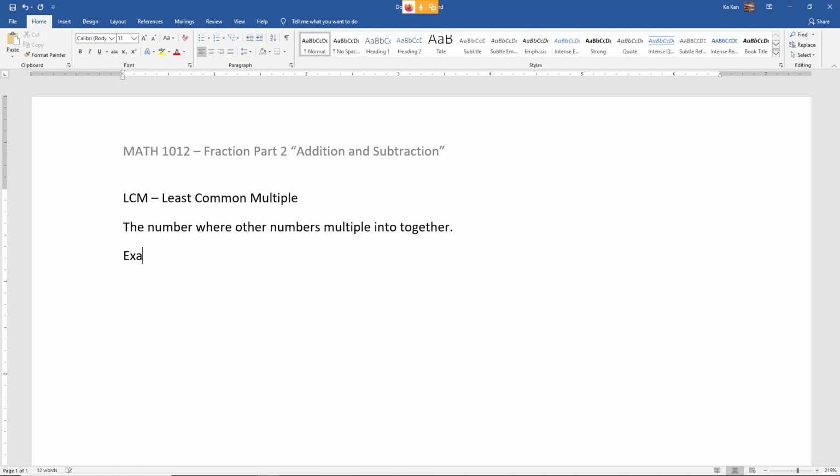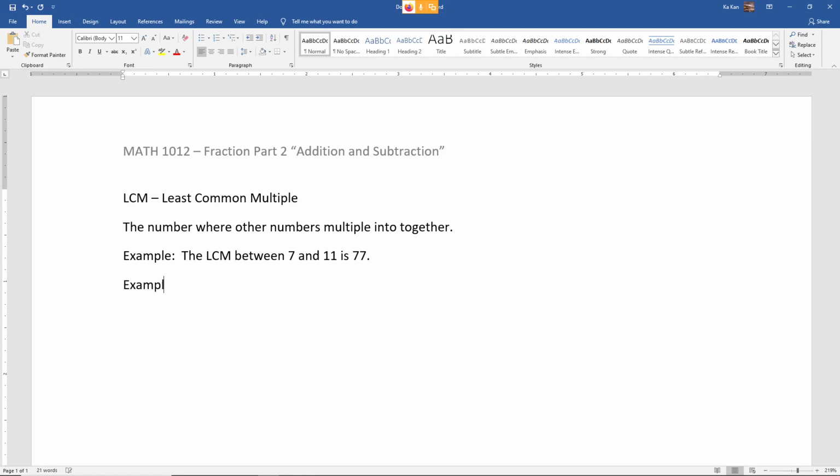So for example, the LCM between, let's say, 7 and 11 is 77. Why is it 77? Because 7 times 11 is 77, and 11 times 7 is 77. So that's the easiest one.